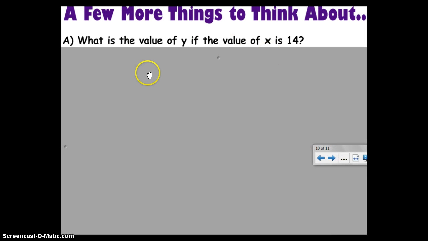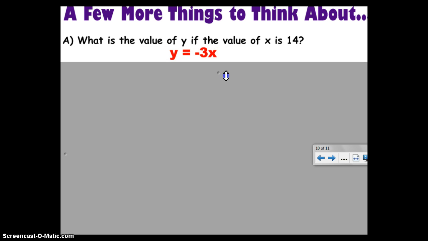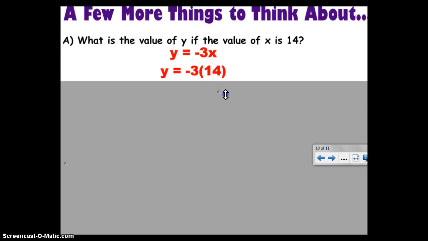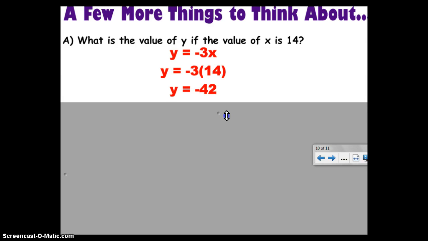As we answer the questions, what is the y value if the x value is 14? We take our equation, we replace the x with the 14. -3 times 14 is -42.